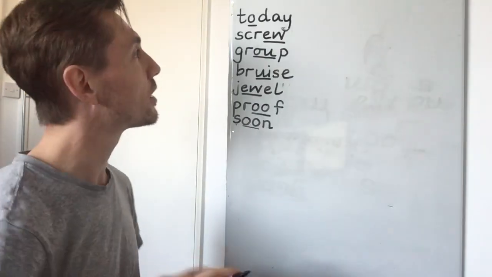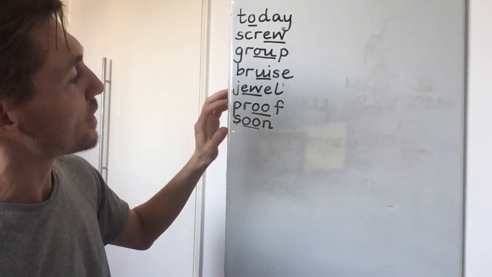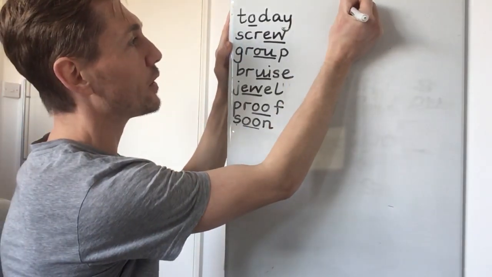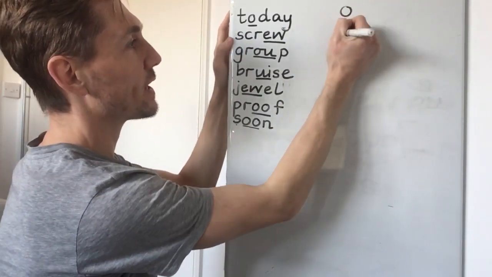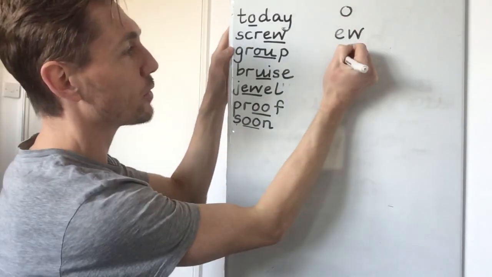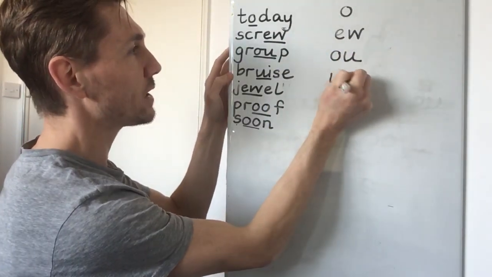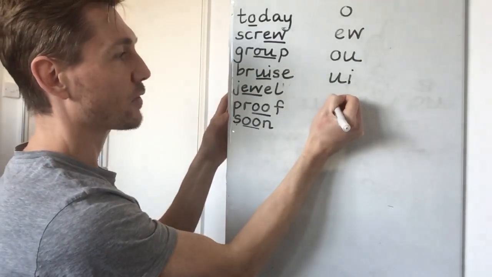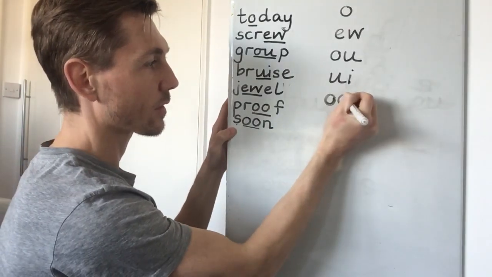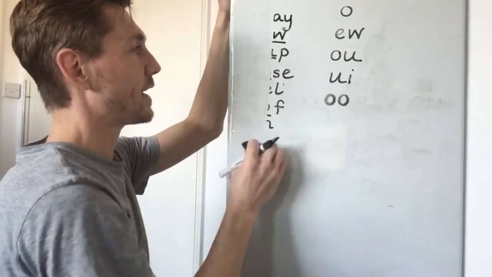So now we've got 1, 2, 3, 4, 5 different spellings of the oo sound. We've got the O on its own spelling of oo, as in today. We've got the EW spelling of oo, as in screw and jewel. We've got the OU spelling, as in group. We've got the UI spelling, as in bruise. And we've got the double O spelling in proof and soon. And tomorrow we'll have some more again. For now, let's move on.